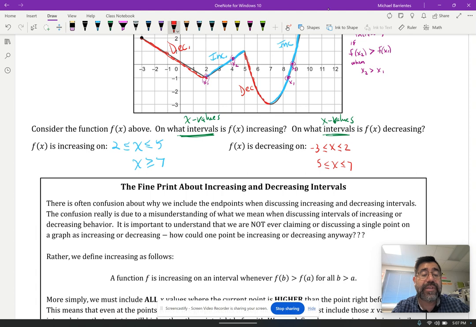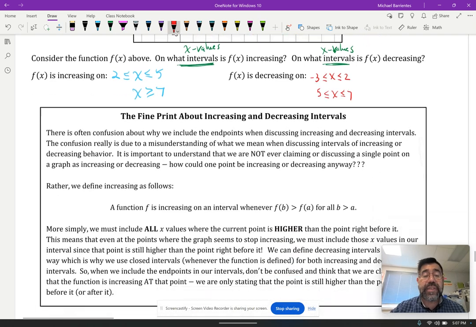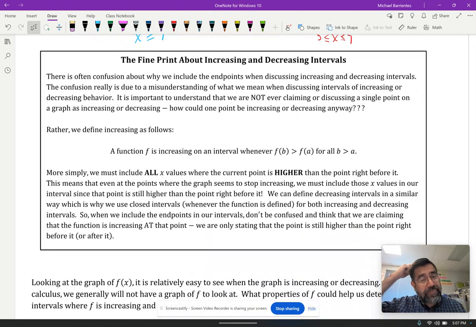I know that because there's a less than or equal, and then -3 is included, 2 is included, 5 is included, 7 included. And so the question becomes, well, wait, why did you include 7 on increasing and then include 7 on decreasing? And so I'll let you take the time to read Brian's explanation here, and I think it's a very nice explanation about why we include the endpoints, right?